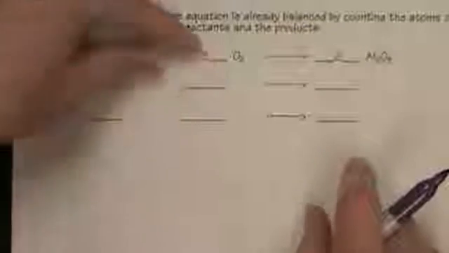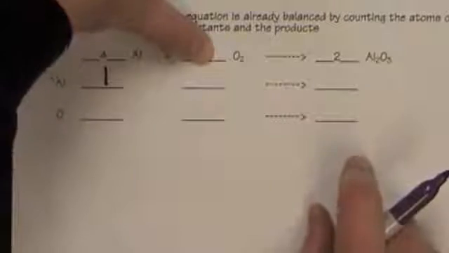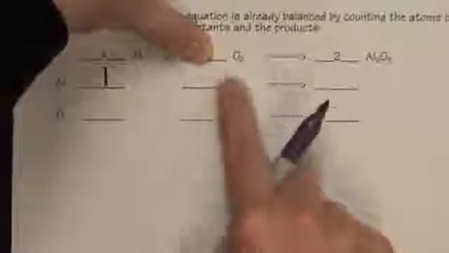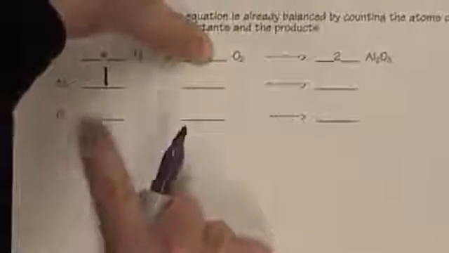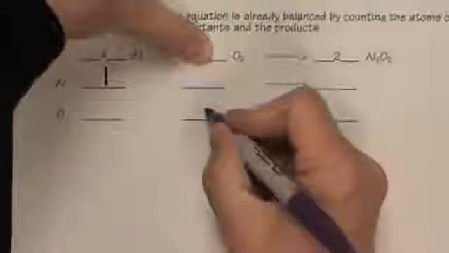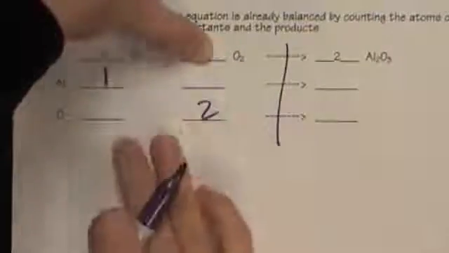I'm going to cover up this coefficient for the oxygen. And how many aluminums are there in there? There are none. How many oxygens are there? Subscript of 2, so there's 2. I'm going to draw a line to separate the reactants from the products.